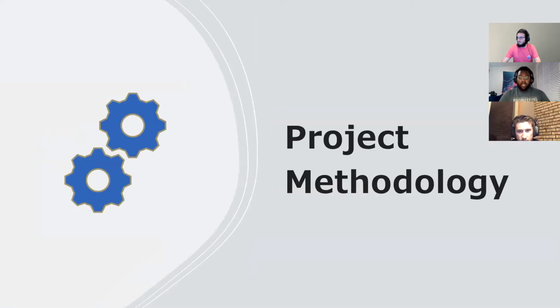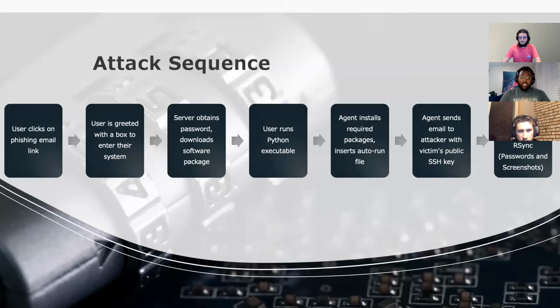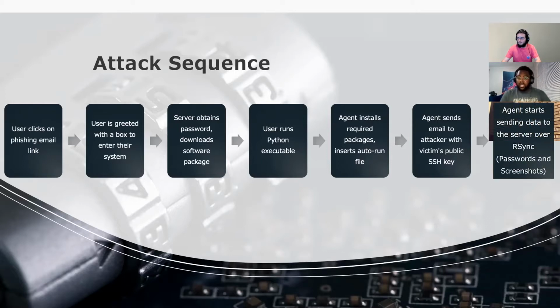For the project methodology, we have the attack sequence, which is: the user clicks on the phishing email link. Then the user is greeted with a box to enter their system password. Next, the server obtains the password and downloads software packages. Then the user runs the Python executable. The agent installs required packages and inserts an auto-run file. Then the agent sends an email to the attacker with the victim's public SSH key. And lastly, the agent starts sending data to the server over rsync, which is the passwords and screenshots.